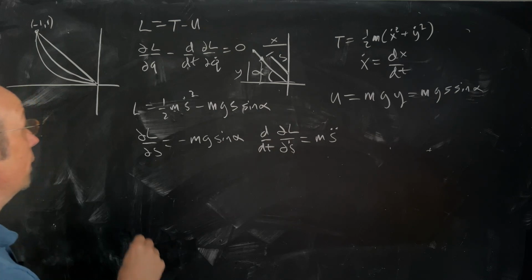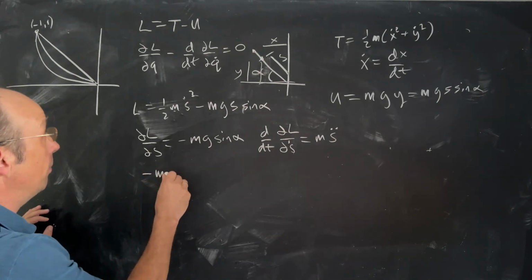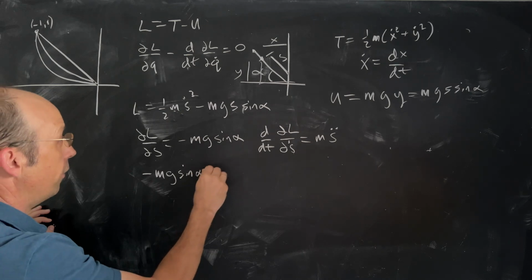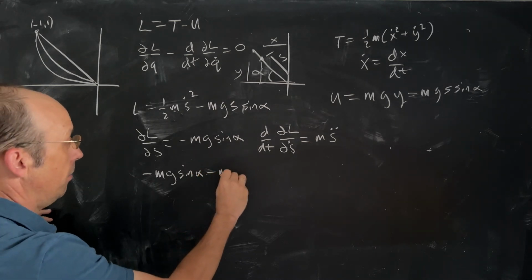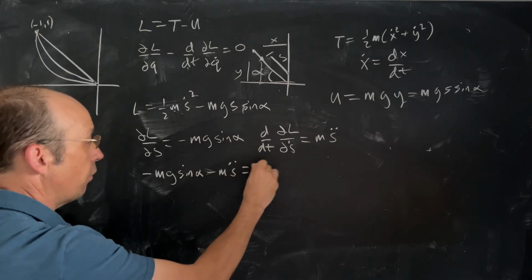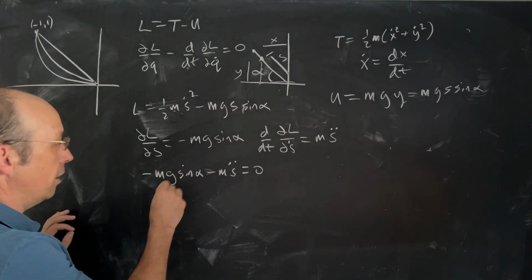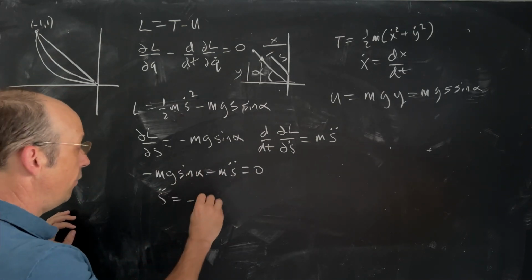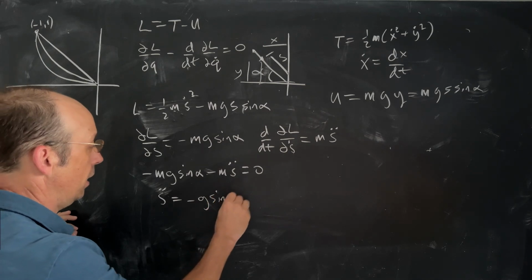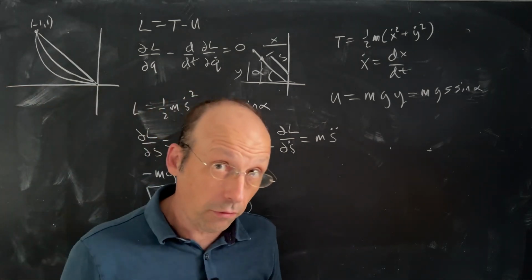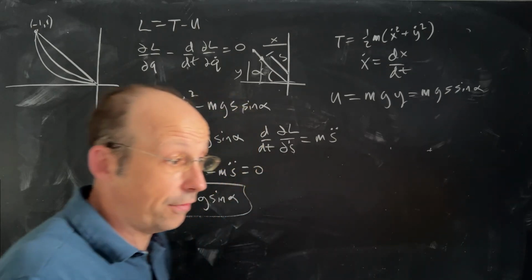Now if I put that all together, I have negative mg sine alpha minus m s double dot equals 0. Now what I want to do is solve for s double dot. So s double dot, the masses cancel, is negative g sine alpha. So that's my differential equation. That's where Lagrangian mechanics gets us. It gets us that differential equation.